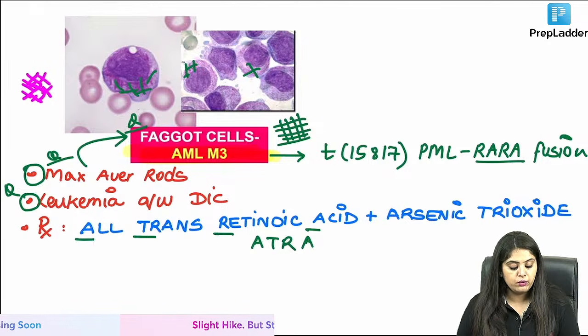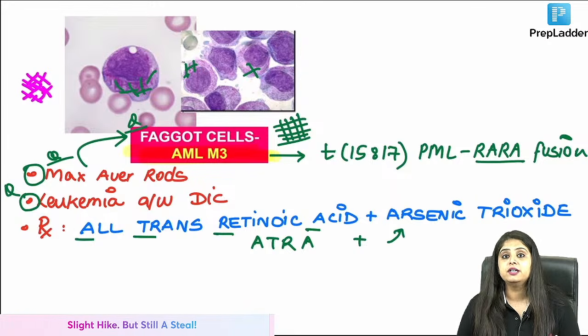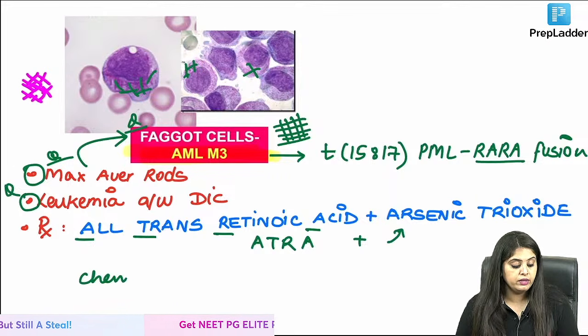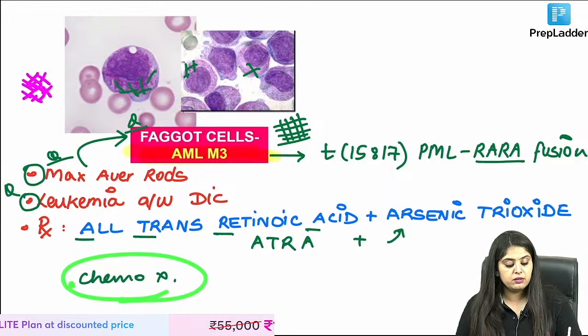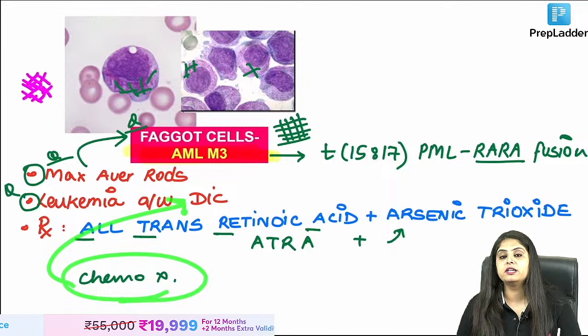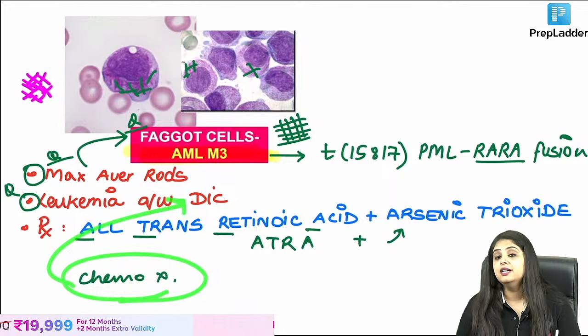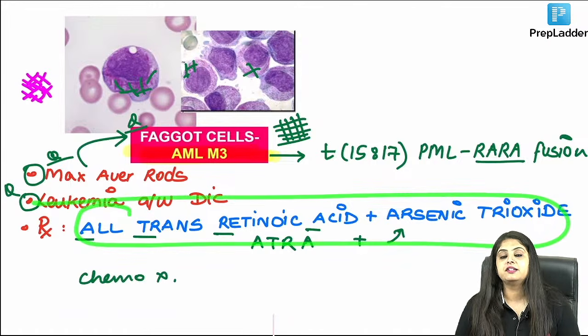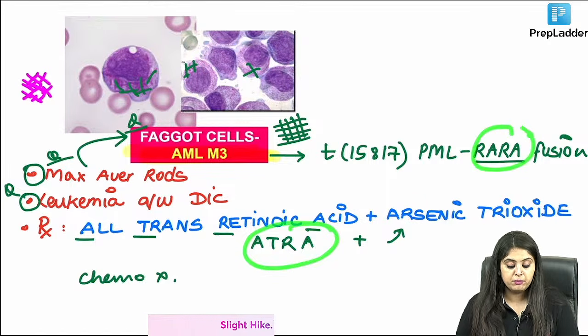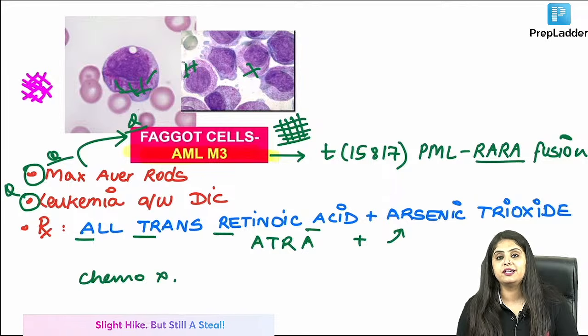Along with that, we are going to give arsenic trioxide. Do we give chemotherapy? No. In this, usually chemotherapy is not advised, because on giving chemotherapy, usually the patient starts showing complications of DIC and ends up dying. Chemotherapy is not the first line of action. It is ATRA plus arsenic trioxide. Why ATRA? Because the problem in the genetics is also in the retinoic acid only.